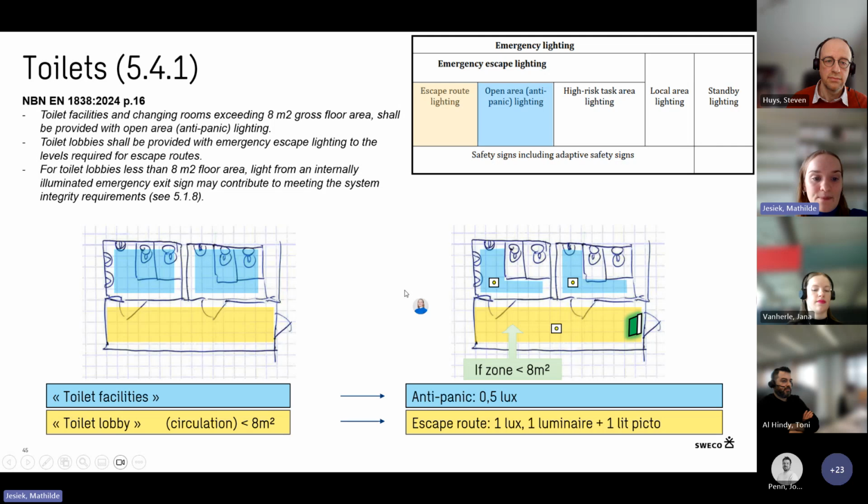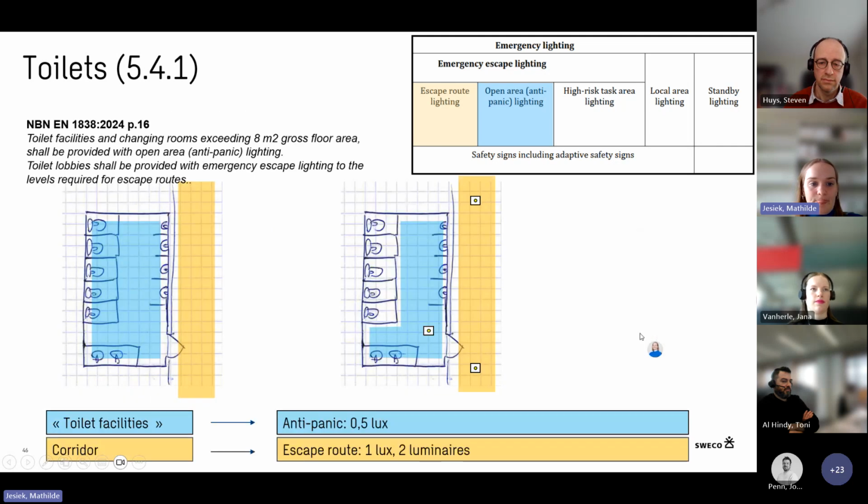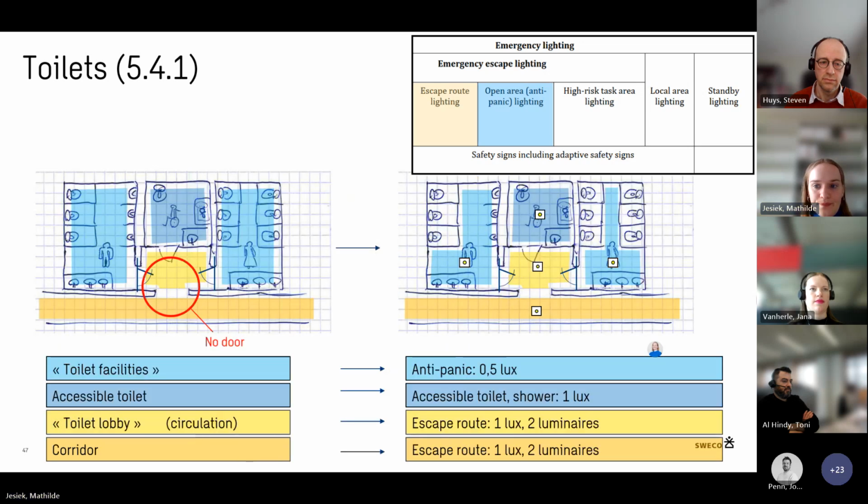If in the same example, this escape route is smaller than 8 square meter, we can simplify the design, and it's okay to apply 1 escape route fixture in combination with 1 internally lit picto, but the condition needs to be met that you still have your 1 lux on this whole escape route. Yeah, this is similar. We will also give you this so you can go through it on your own time.